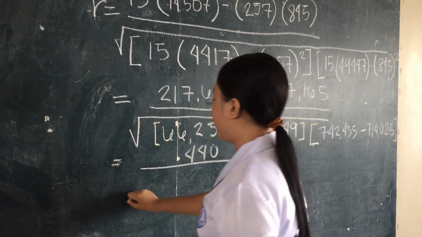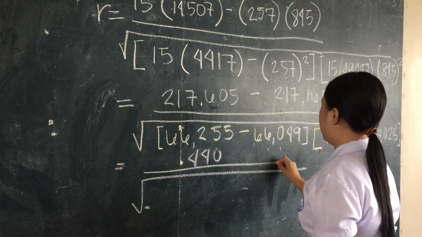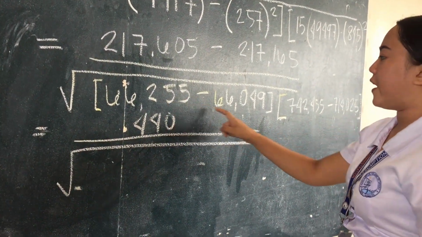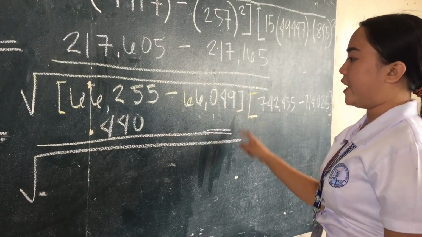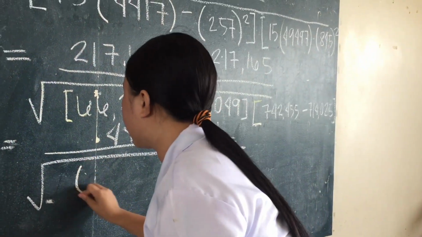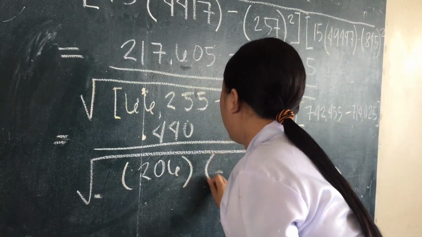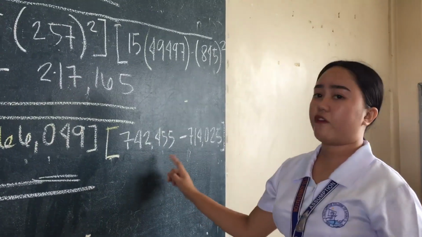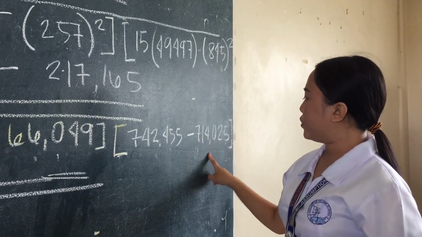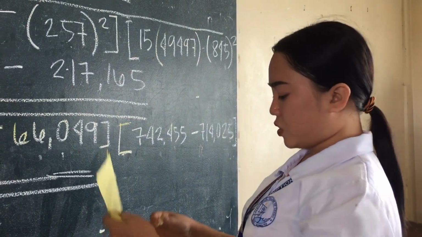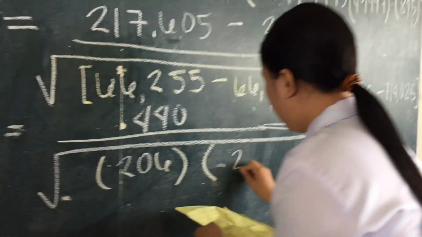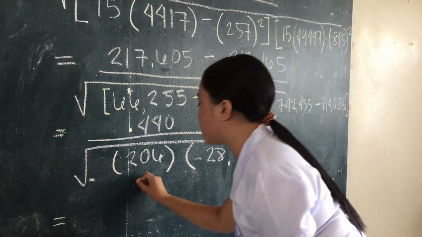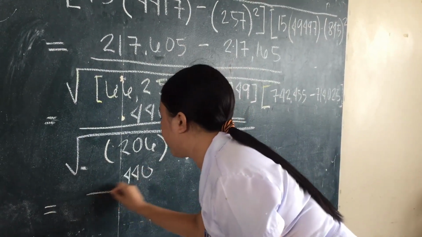Next, we need to subtract this one, which is 66,255 minus 66,049, equal to 206. And then, next, subtract this one, which is 742,455 minus 714,025, equal to 28,430. Then we copy this one and put it over the square root.